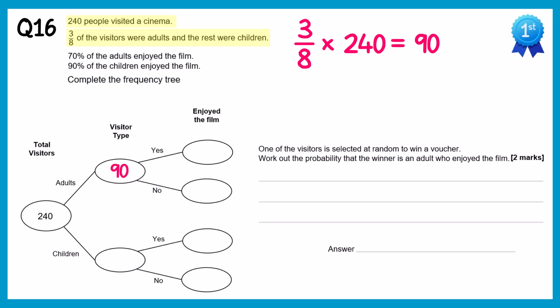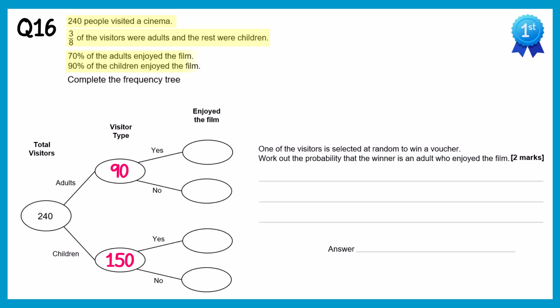Now if we know that 240 people visited and 90 of them are adults, the rest must be children. So if we do 240 subtract 90, we find there are 150 children. So we can write that onto the frequency tree as well. Now we need to work out how many of those enjoyed the film or did not enjoy the film.